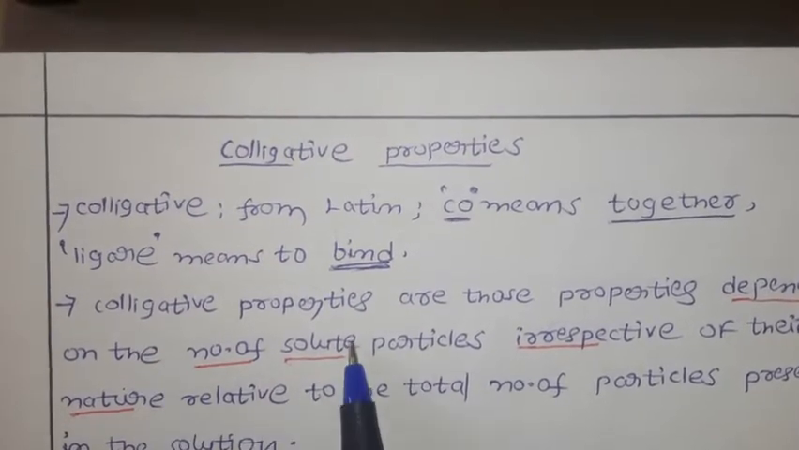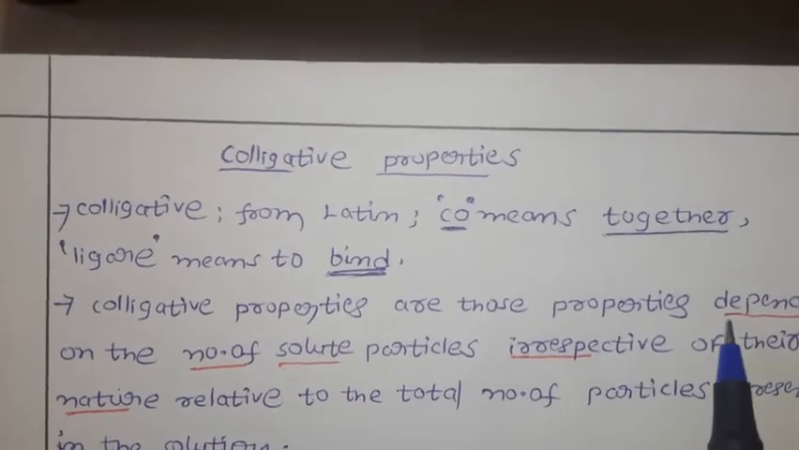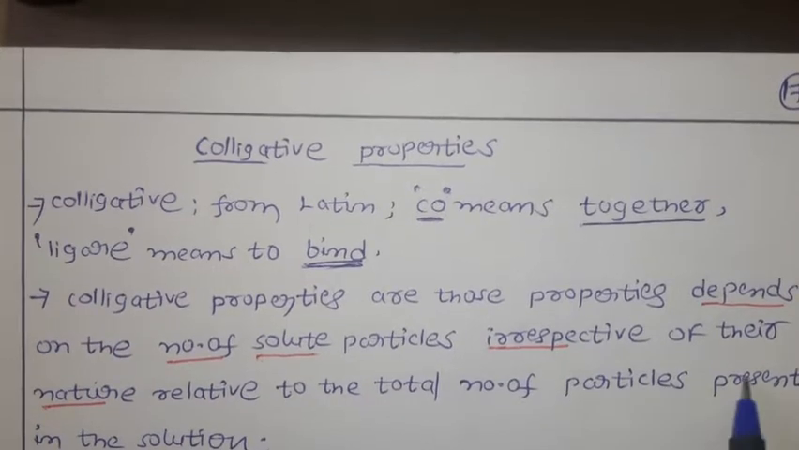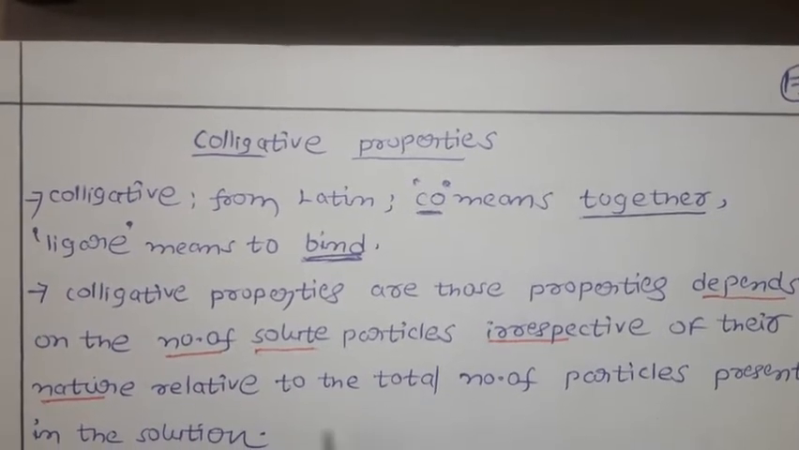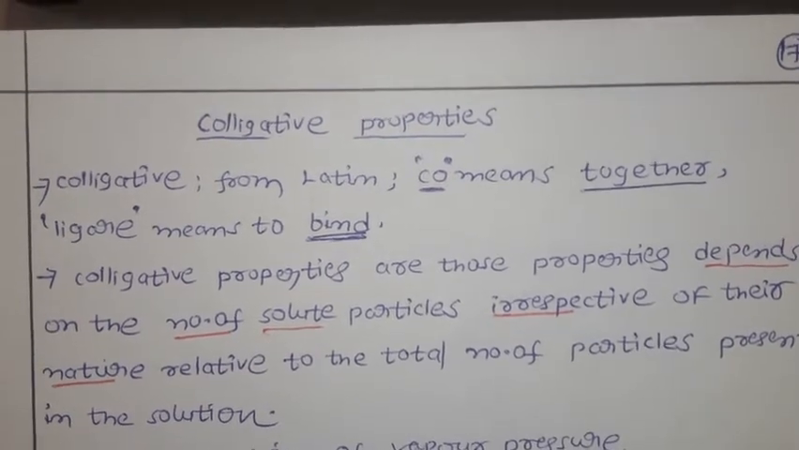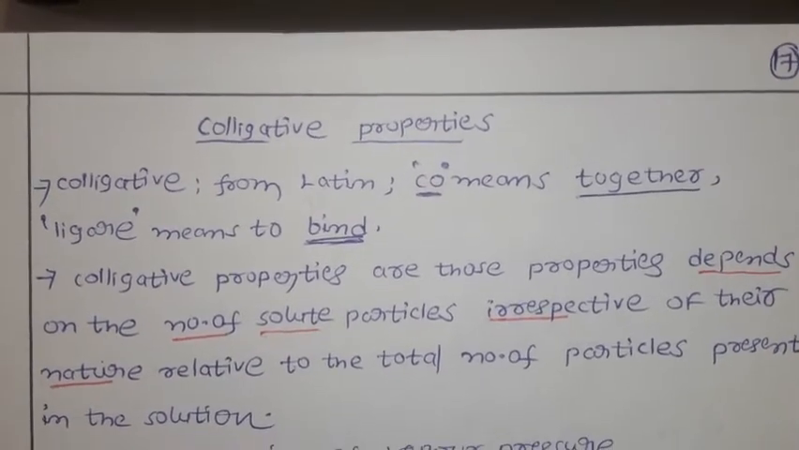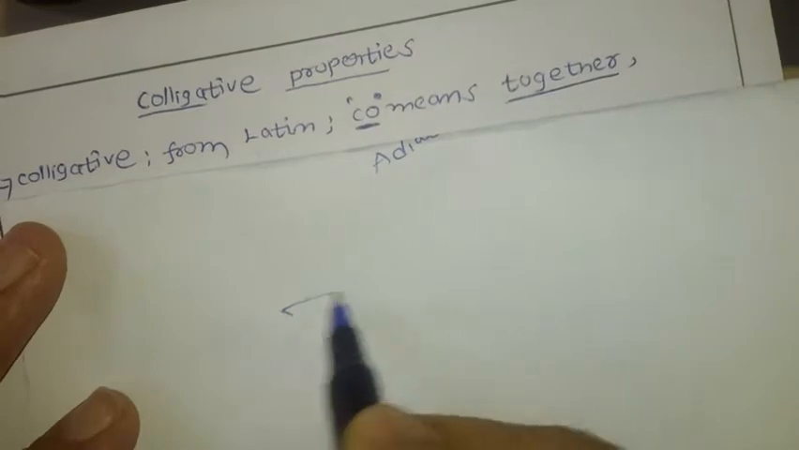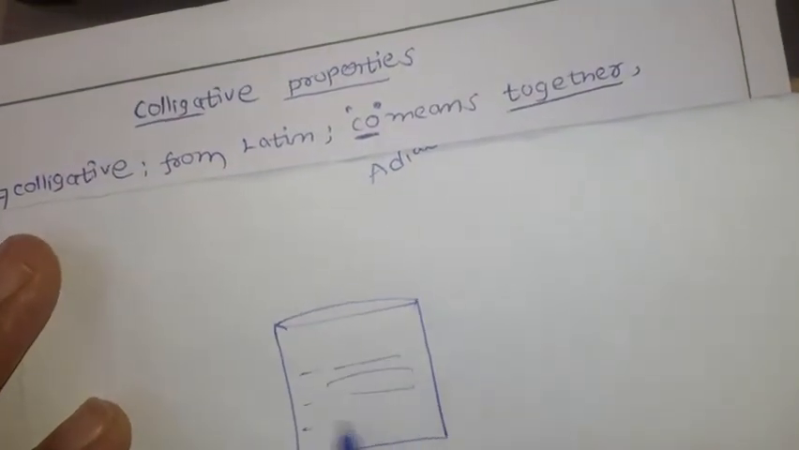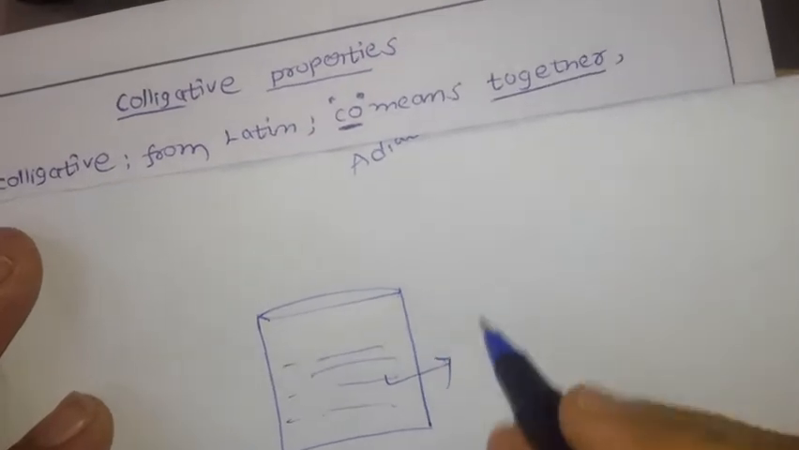Colligative properties are those properties that depend on the number of solute particles, irrespective of their nature, relative to the total number of particles present in the solution. So what is the meaning here? For example, I am taking one beaker, and in that I am taking water as the solvent.